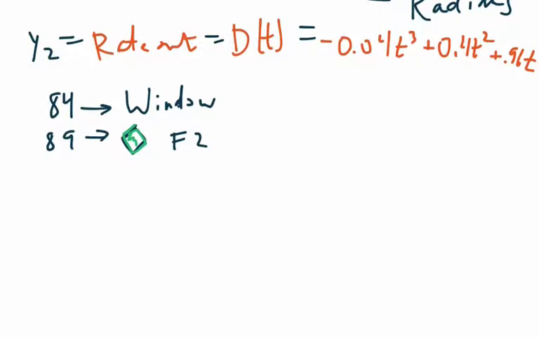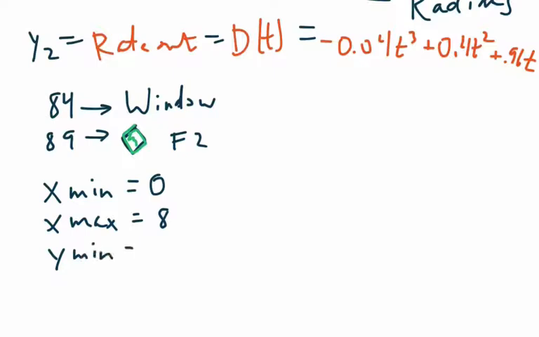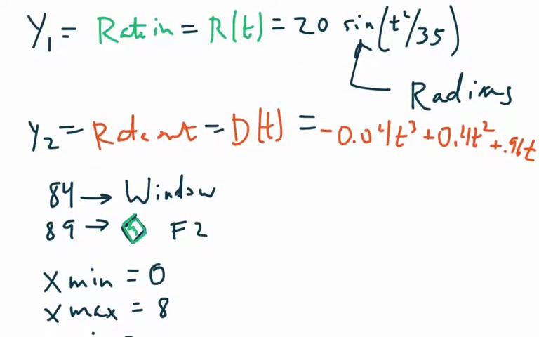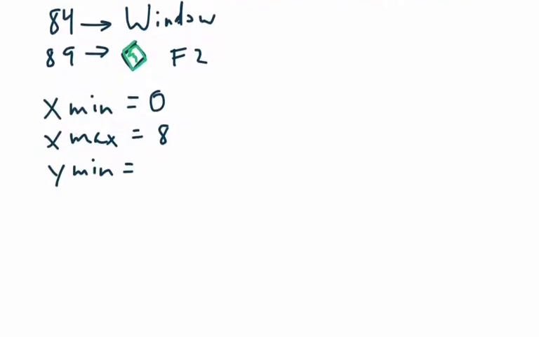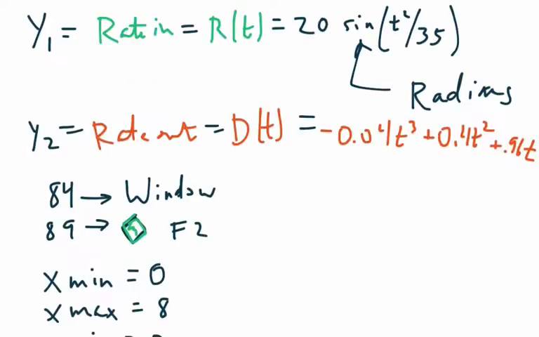Then you would set your X min to be 0, and X max would be 8. And let's think about our Y min and Y max. For our first function, 20 sine t squared over 35, the maximum value is going to be 20, and I don't know what that cubic is going to be, so let's just pick 0 for Y min, and Y max we would pick, let's say, 30. Alright, let's go ahead and graph this and see what it looks like. Ha! Classic mistake, Mr. DRAM. Settle down.